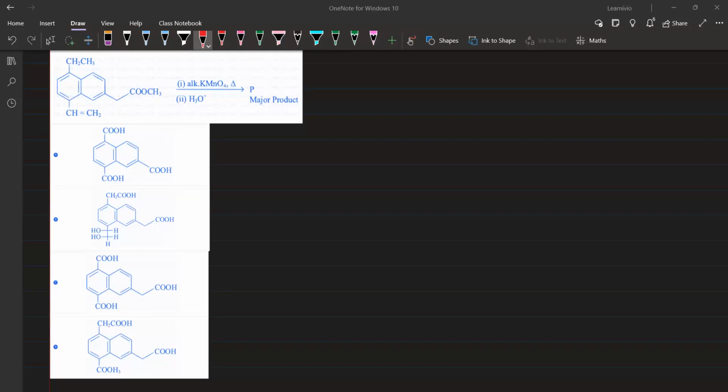KMnO4 को वैसे आपने देखना है. What does alkaline KMnO4 do to different alkyl groups? It's not very tough.